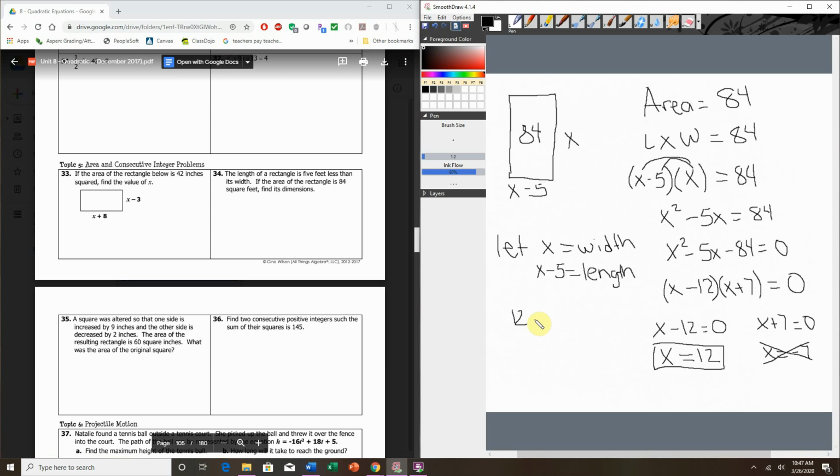So our width is 12. Now how are we going to find the length? Well, we know x is 12, so I can replace this x with a 12 minus 5, and this will be our length. So simplifying that, we know our length has to be 7.